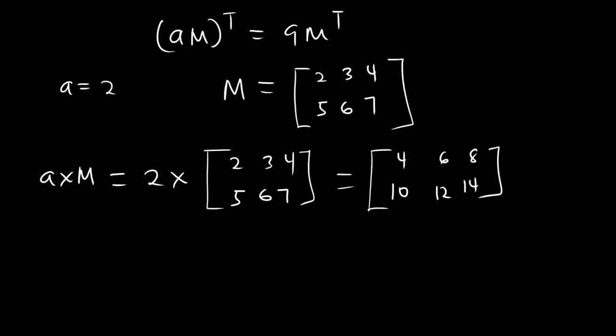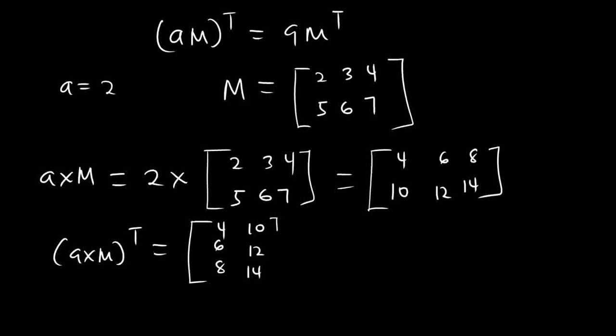Okay, so after doing this, I'm going to find the transpose of A by M. When you do this, you are going to write the rows into columns, right? So I will have 4, 6, 8, and then 10, 12, 14. Okay, so this is what I will have. Now let's see if this will be the same as finding the transpose of the matrix M and then multiplying it with the scalar A.